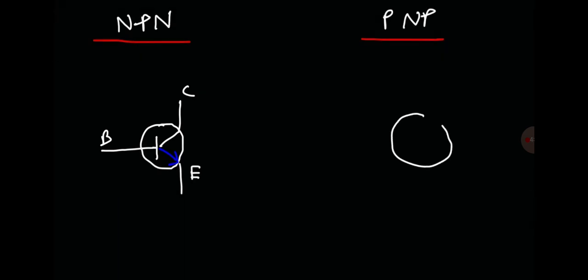So now for the PNP transistor, the base is going to be in the same location, but this time the emitter is going to be pointing towards the center as opposed to away from the center of the transistor. So this is the emitter, that's the collector, and this is the base.